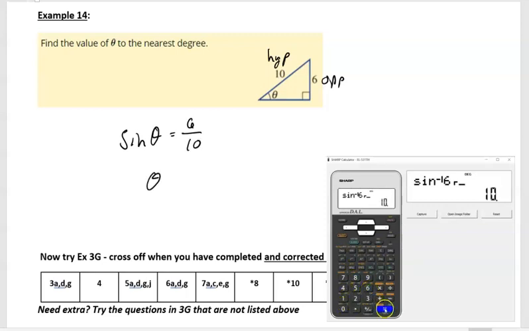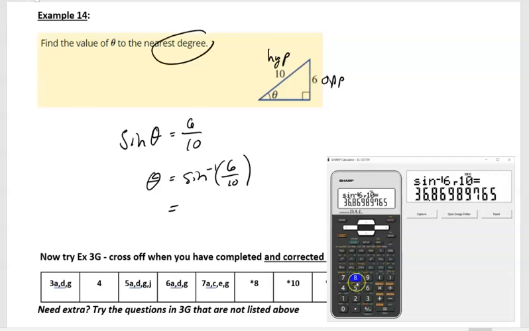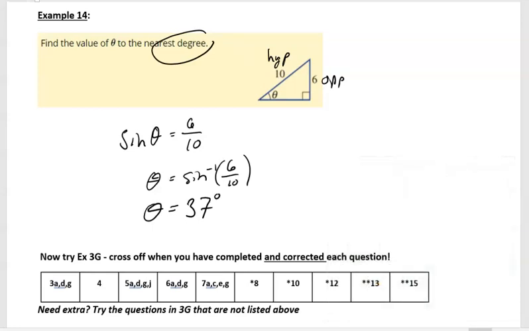So theta is going to be equal to the inverse of sine of 6/10. And we're asked to give this to the nearest degree, so we will make sure that is 37 degrees. That is what theta is equal to. Hallelujah.